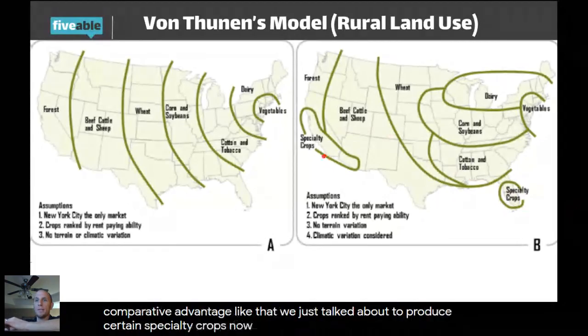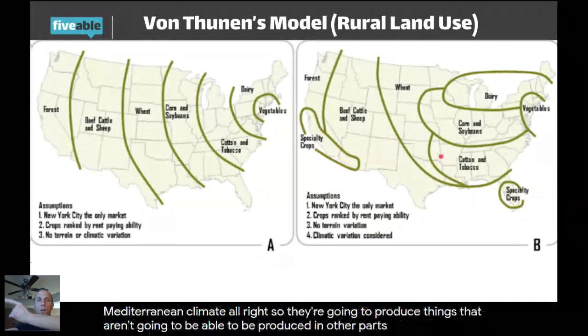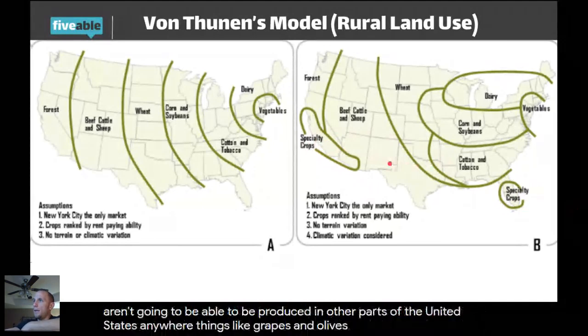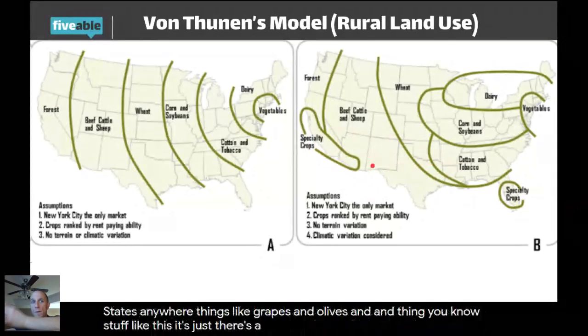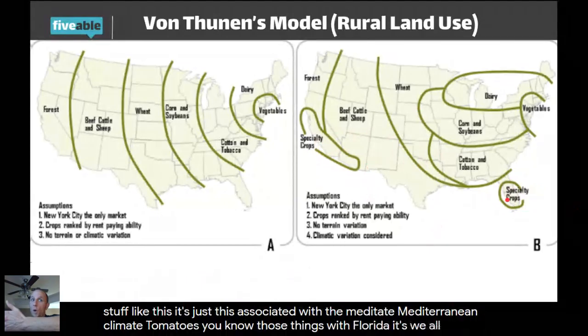Now, we talked about this last week. This is a Mediterranean climate. All right, so they're going to produce things that aren't going to be able to be produced in other parts of the United States anywhere. Things like grapes and olives, stuff like this that's associated with the Mediterranean climate. Tomatoes, those things. With Florida, we all know Florida oranges, right?